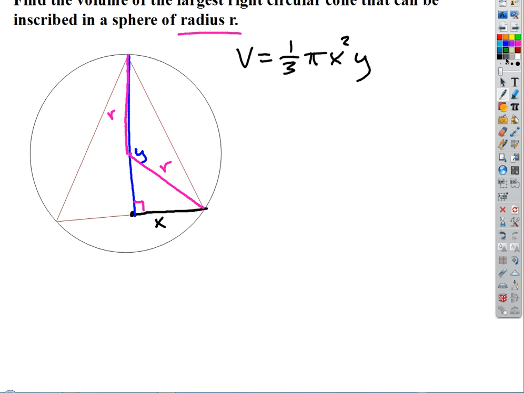Let's make that green. So this green segment is Y minus R. And now we've got all three sides of a right triangle, so we should be able to just use the Pythagorean theorem to relate those variables. Okay, so then for our secondary equation, we get what? R squared equals X squared plus the quantity Y minus R squared.